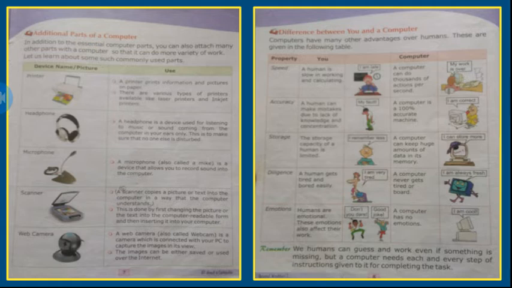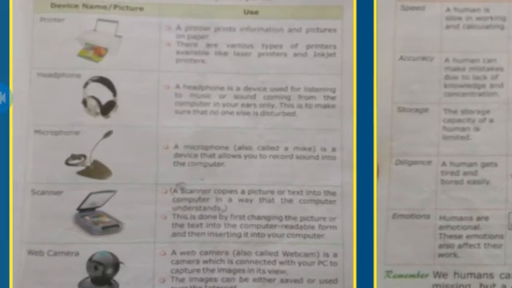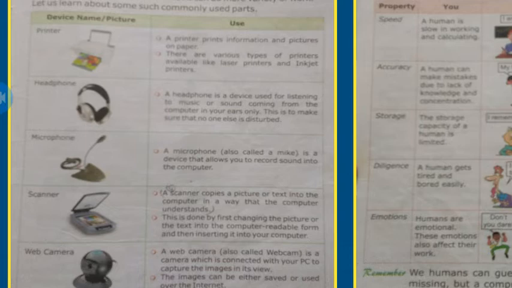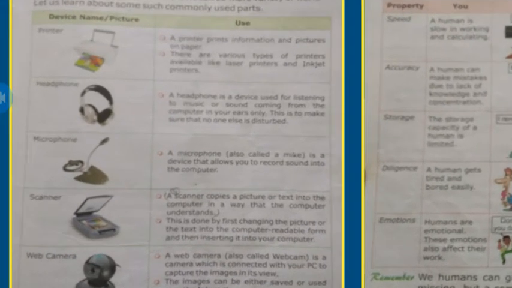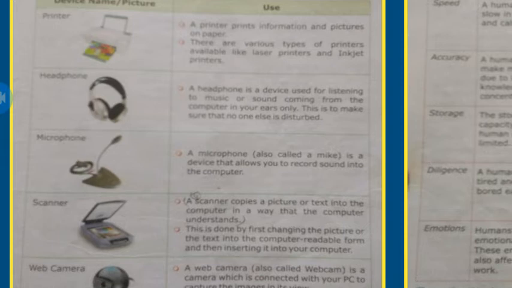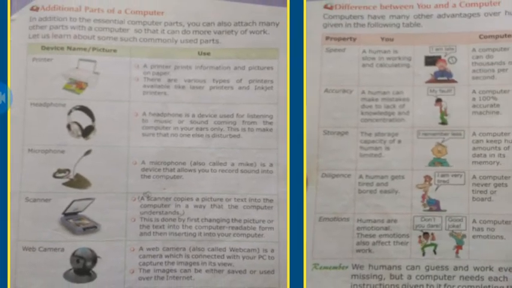Now students, additional parts of computer. Some additional parts are there. That was the main part, and now I am going to discuss about the additional parts. Number one is printer, microphone, headphone, scanner, web camera. What is printer, students? Do you know what is printer? A printer is an output device. A printer prints information and pictures. There are various types of printer available like laser printer, inkjet printer, dot matrix printer, etc.